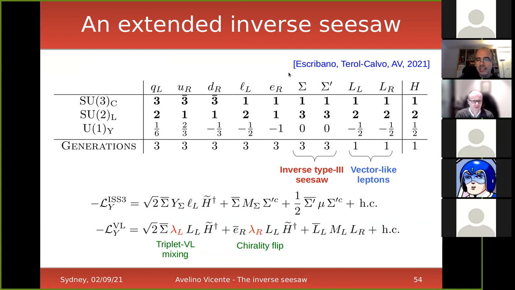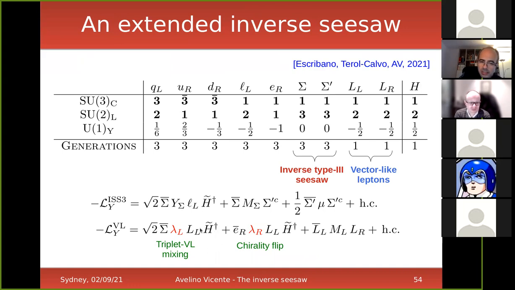So we constructed a type 3 inverse seesaw. Instead of additional singlet fermions, we have additional triplet fermions. We call them sigma and sigma prime. And in addition, because we need additional ingredients to explain the G-2 of the muon, we had these vector-like leptons. And this is crucial. Why is it crucial? Because this will provide the chirality flip that you need to increase the contribution to the G-2 of the muon.